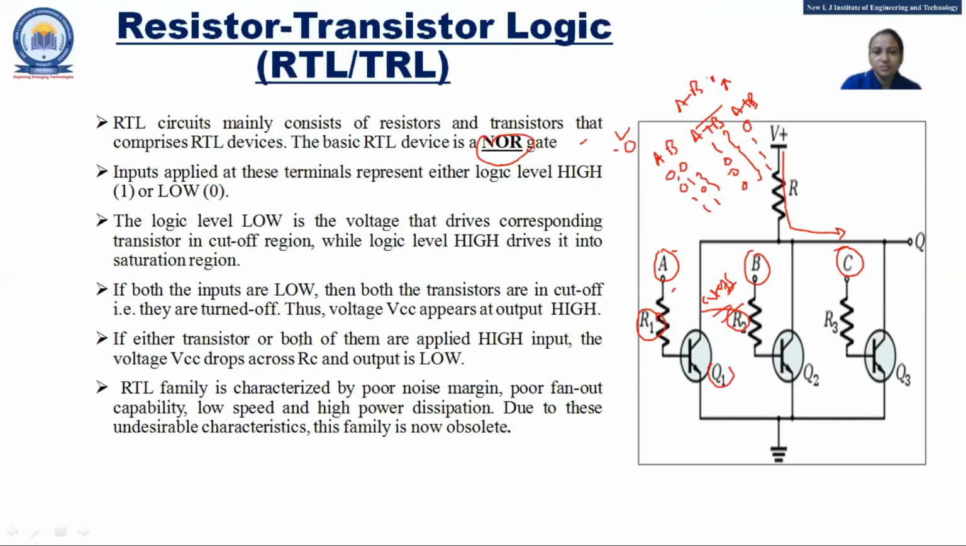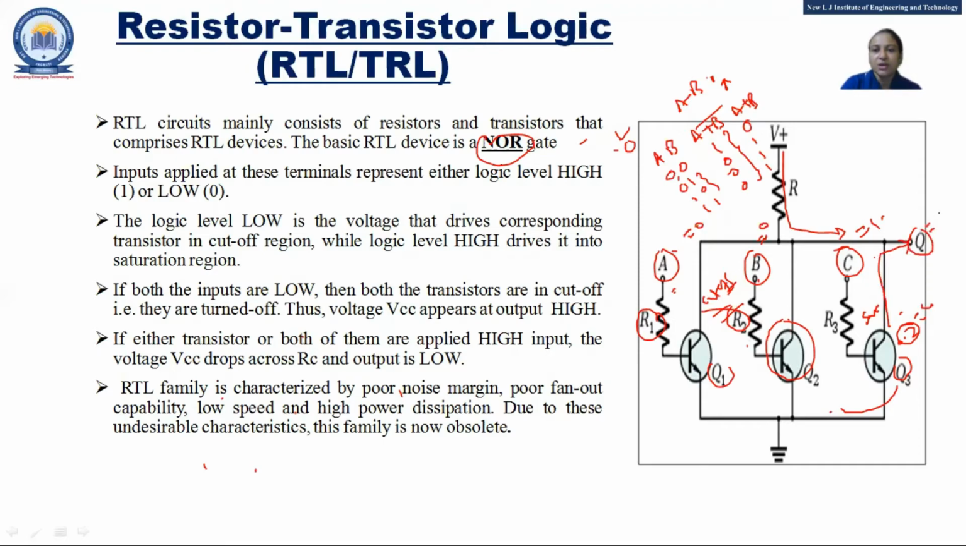Now if any of the inputs is 0, another input will be in the saturation region. Let's suppose a case where A is equal to 0, B is equal to 0, but C is equal to 1. So Q1 and Q2 are in the cutoff region, that means they are off. Now C is equal to 1, so it goes into the saturation region. Here the voltage VC at this transistor is nearly 0.2, and that is connected to the ground. So logic 0 appears at the output Q.